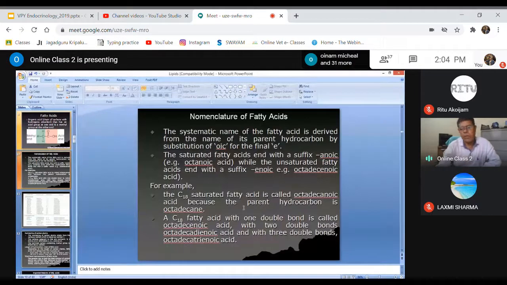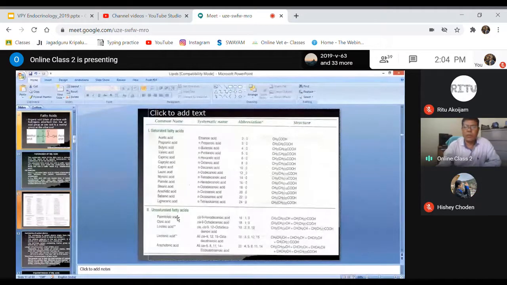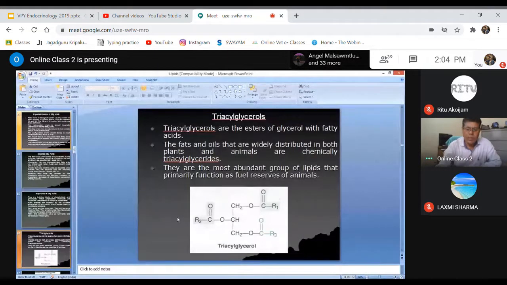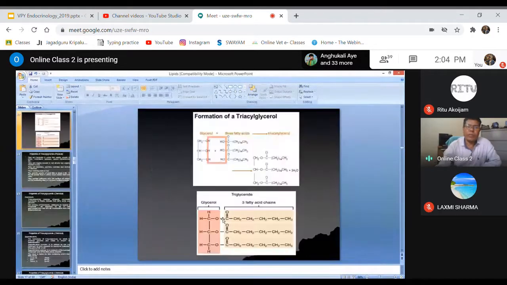Then we discussed the nomenclature: to the parent compound, the hydrocarbon chain's ending is finally replaced with -oic. Then it becomes a fatty acid. We discussed it. These are some of the fatty acids that we have seen. Then we discussed triacylglycerols, in which three fatty acids are linked to a glycerol molecule. This is how the triacylglycerols are formed.